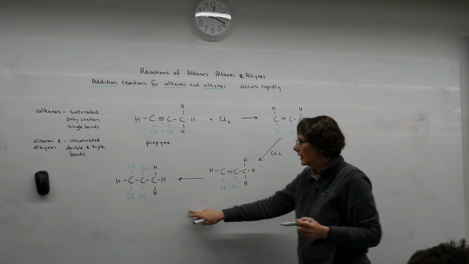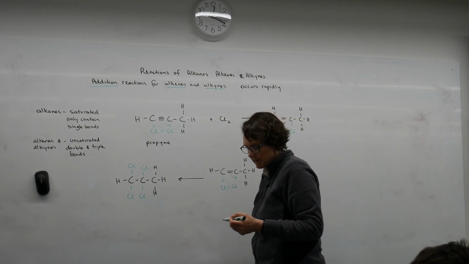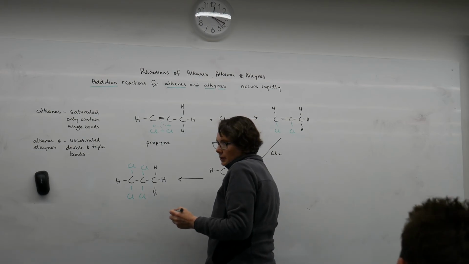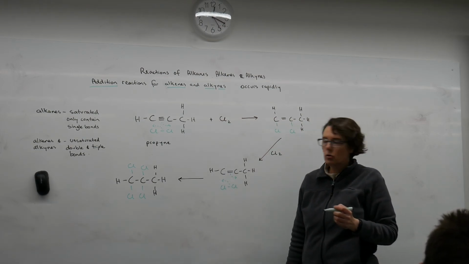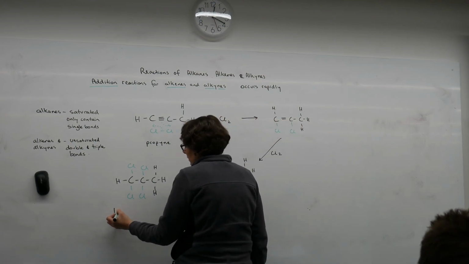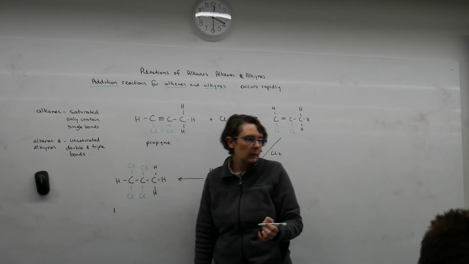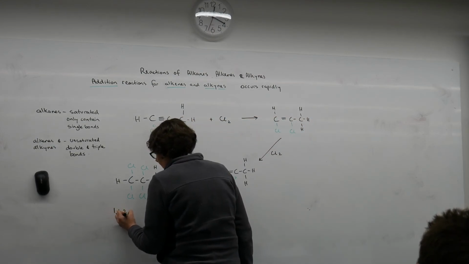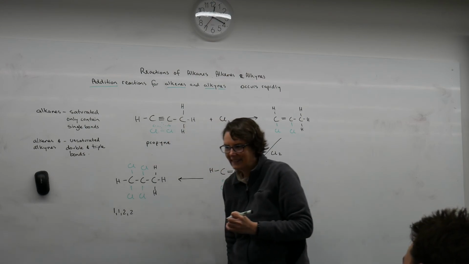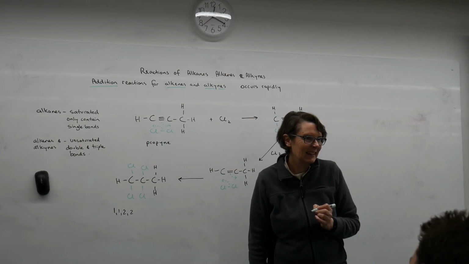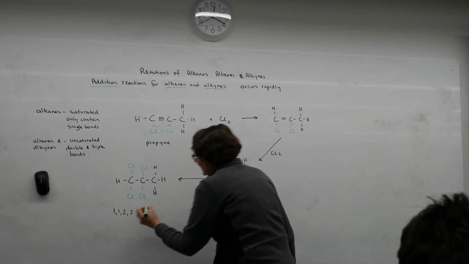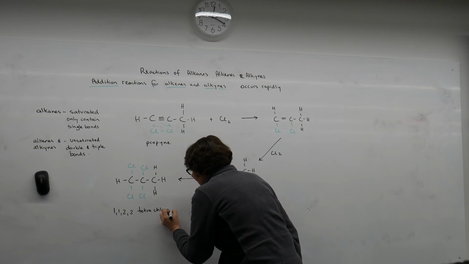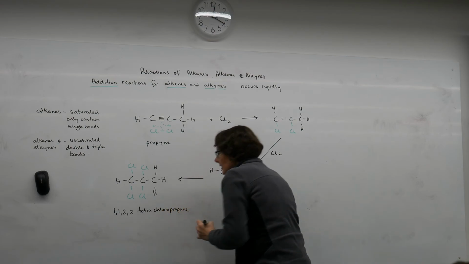So what's this one's name? One and two tetrachloro. Would be 1,1,2,2-tetrachloro. That's right.